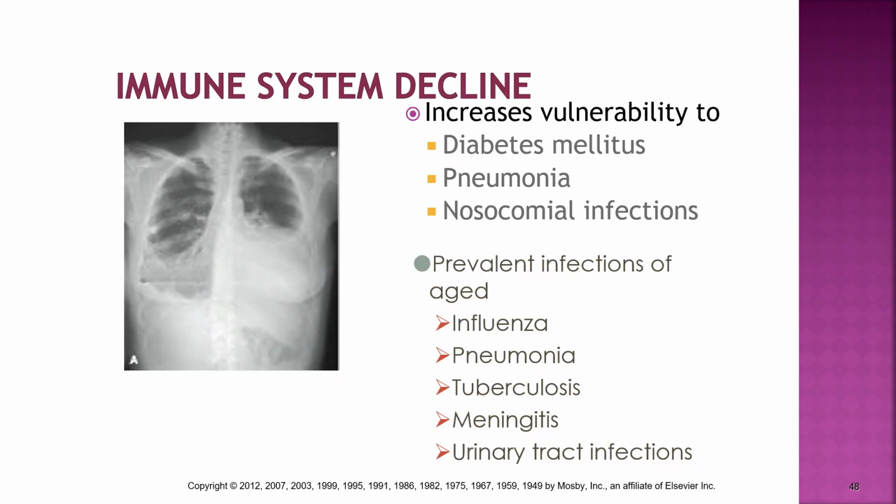Okay. Immune system decline. So our ability to respond promptly and aggressively declines as we age, and so we have a weaker immune system when we become elderly. Again, it's not universal. Some deteriorate faster than others, but there's an increased risk for diabetes, chronic conditions, pneumonia, nosocomial infections, tuberculosis, meningitis, urinary tract infections. Basically, all infections increase. Those are mentioned because those are the most common ones.